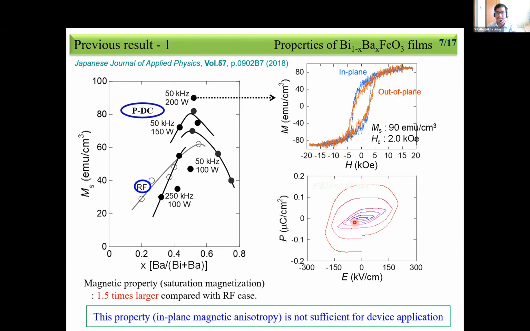But there is a problem in this material. It shows in-plane magnetic anisotropy. As I told, we need perpendicular magnetic anisotropy.